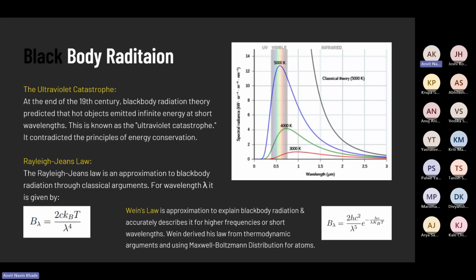So Wien's law is an approximation to explain black body radiation and accurately describes it for higher frequencies or shorter wavelengths. Wien derived his law from thermodynamics arguments and using Maxwell-Boltzmann distribution for atoms.